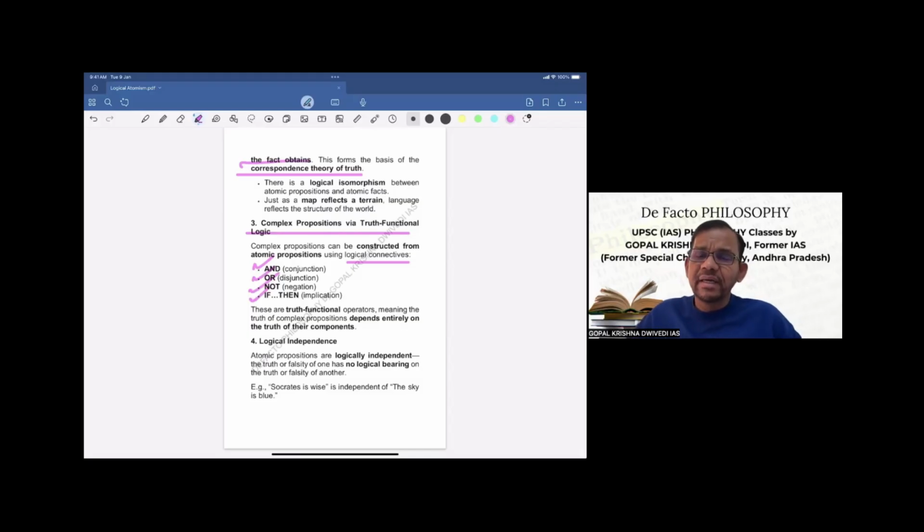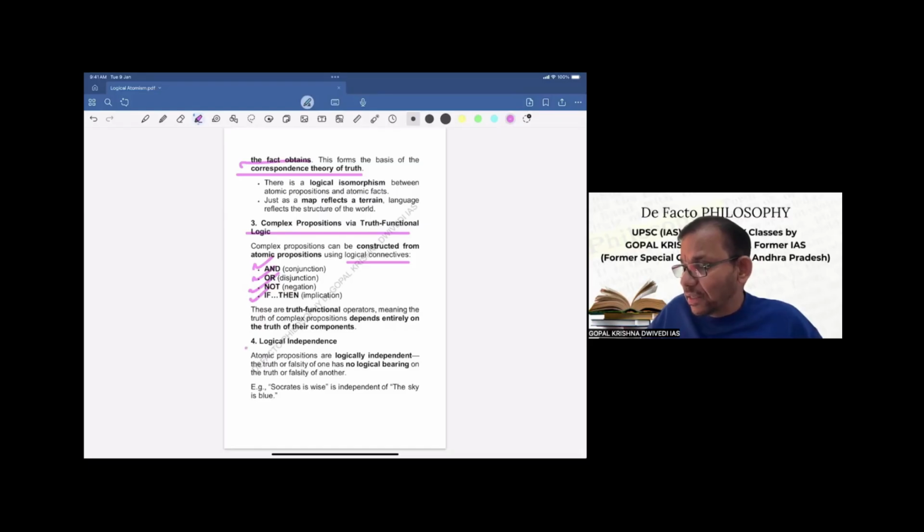For example, let us say, X is rich and wise. So here this will become a complex proposition, because now two qualities are being added, two atomic facts are being added here. Similarly, or, not, if then, all these are connectors basically. So these are truth functional operators, meaning the truth of a complex proposition depends entirely on the truth of its components. The truth of these complex propositions will depend on the truth of the atomic propositions. So if two atomic propositions are true, the complex proposition formed out of that will also be true. So that's what the understanding is.